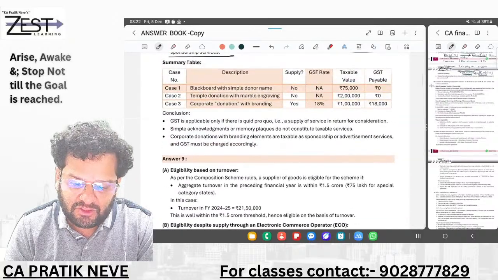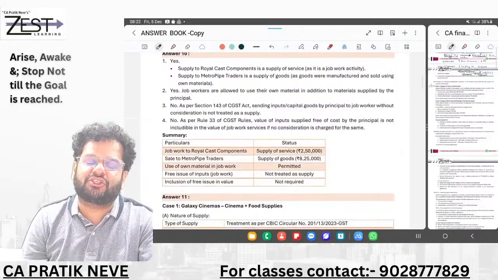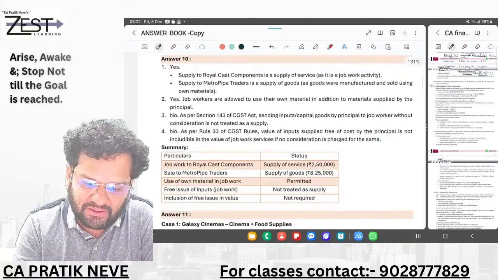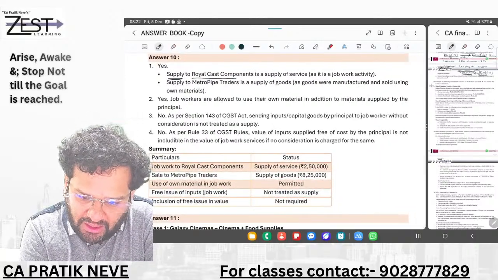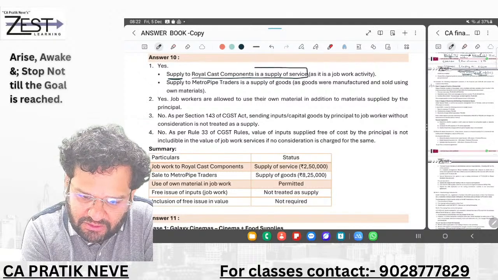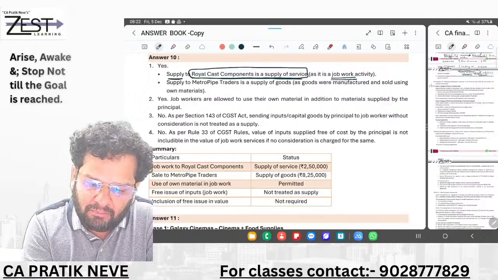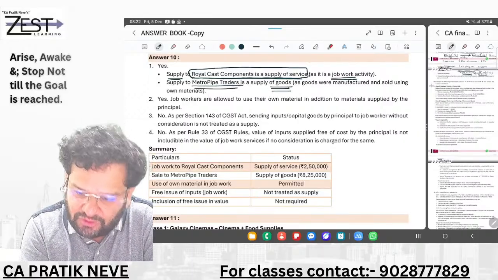Okay, job work is section 19. You all know job work is section 19. The ITC in case of job work is section 19. So yes, supply to Royal Cast Components is supply of service as we discussed, job work service. But supply to Metro Pipeline traders is supply of goods. Clear?